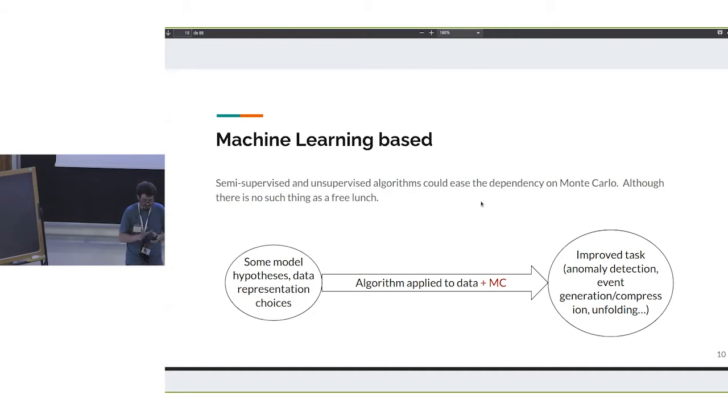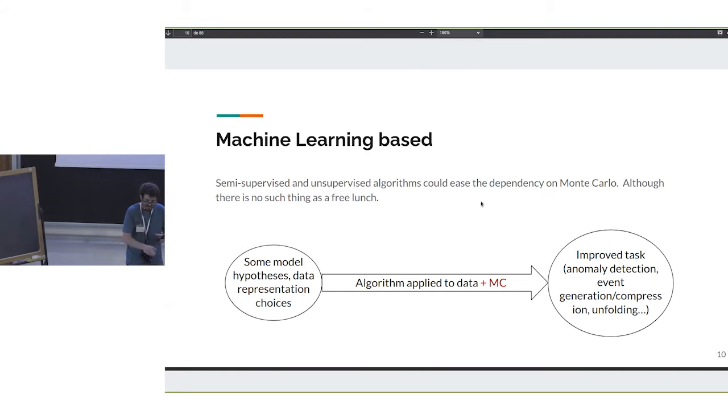So the idea, one could say it very roughly, is that we start with some model hypothesis, some data representation choices, which don't really have to be exactly background and signal, but can be a bit more general. We expect the data to respect some set of symmetries. We want to deal with some set of observables. This will help us decide what kind of algorithm we can apply.